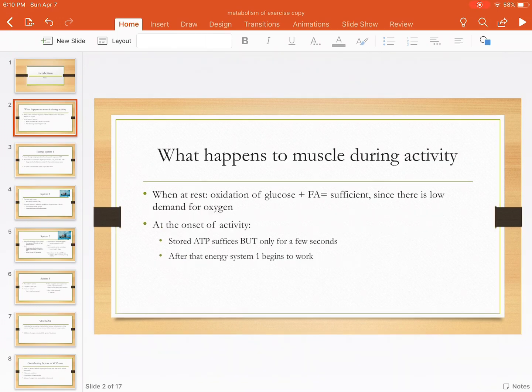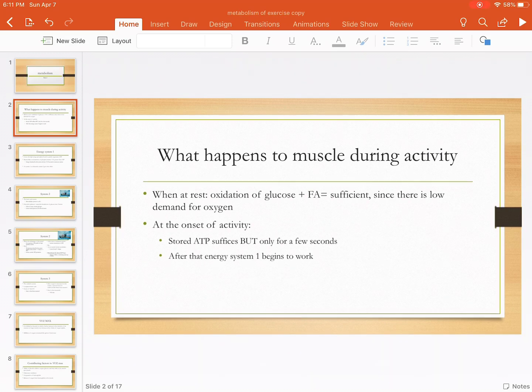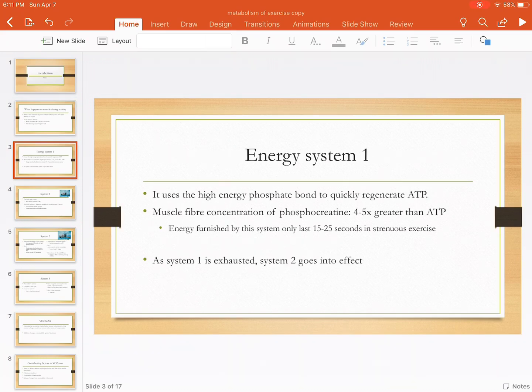So the first system, as I was telling you guys, will last the muscle the first few seconds. The second system, okay, I'm not going to call this first one a system because it confuses you. The first situation that the muscle has lasts the muscle the storage the first few seconds. Then the first energy system that goes into effect lasts the muscle up to 25 seconds. After that, system 2 goes into effect.